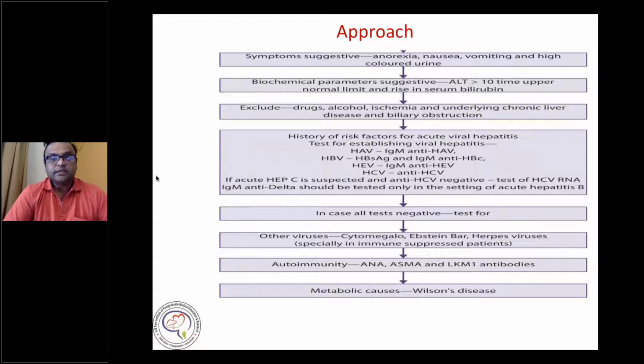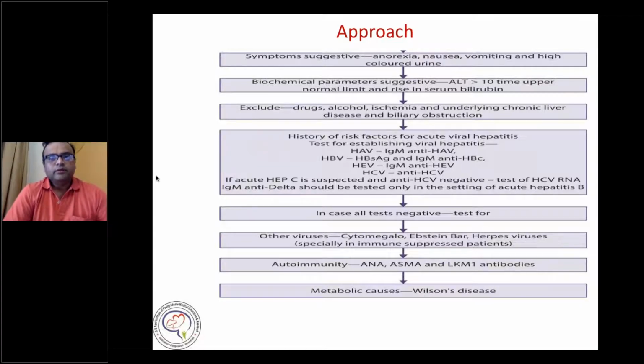Once the patient presents with this, we normally get blood tests and liver function tests. Both ALT and AST are elevated. But once we are restricting ourselves to viral hepatitis, usually ALT is more than 10 times the upper limit of normal. So, for example, in our laboratory, it is 40. So we think of acute viral hepatitis if it is more than 400 or 500.